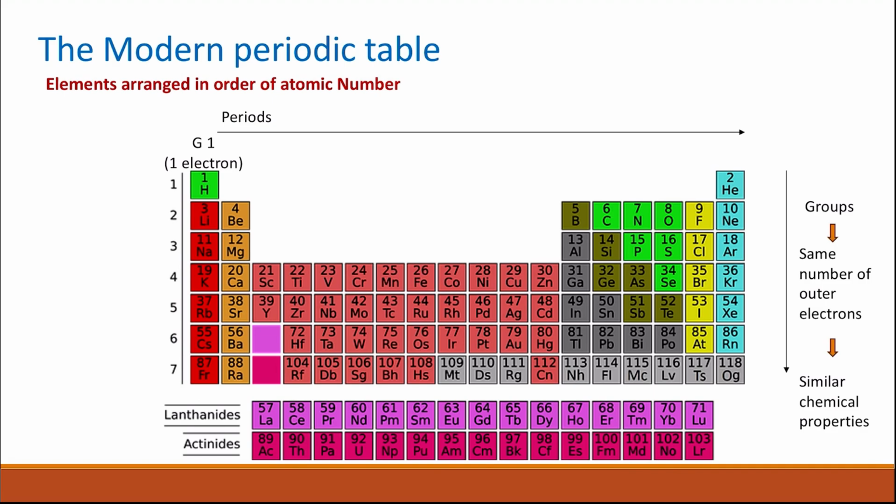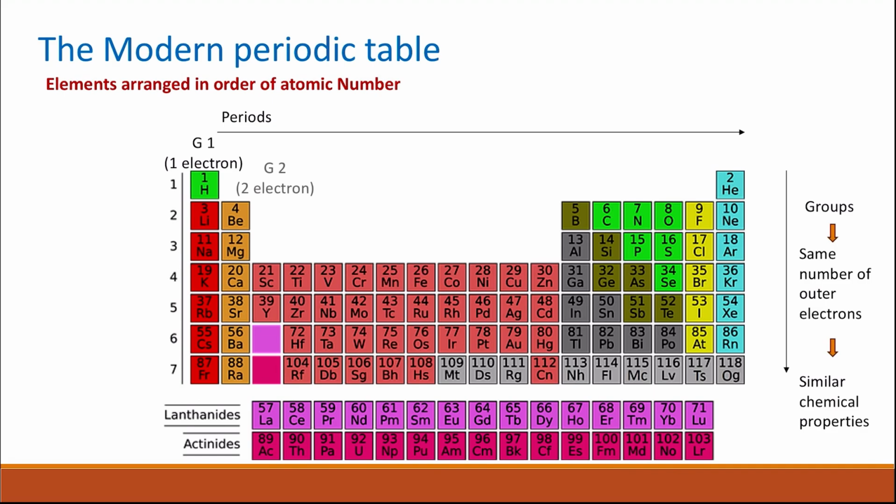So we have the first group at the far left of the periodic table. This is group 1. All of these elements have only one electron in their outer shell. They have similar chemical properties because all of these elements tend to lose this one electron from the outer shell to give positively charged ions. So they behave similarly and they have similar chemical properties.